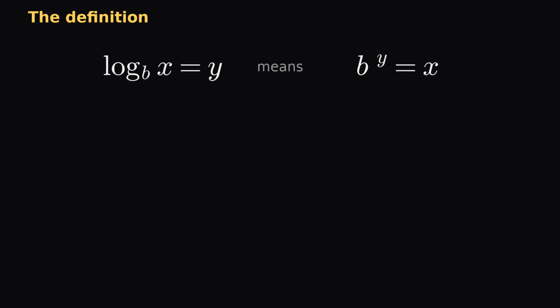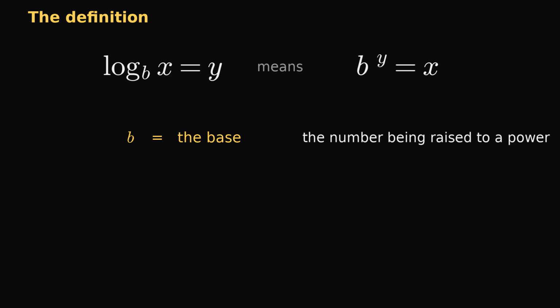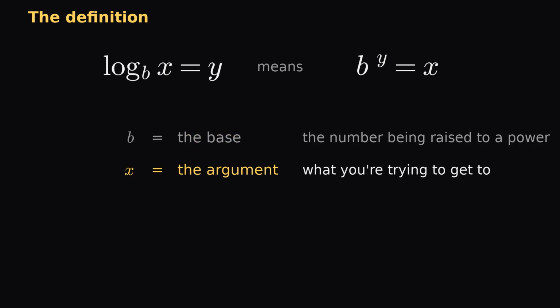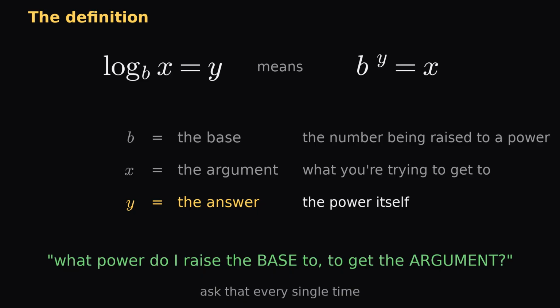So here's the definition. Log base b of x equals y means b to the power y equals x. The base is the number doing the work. The argument is where you're trying to end up. And the answer is the power itself. Say it as a question every single time. What power do I raise the base to get the argument?